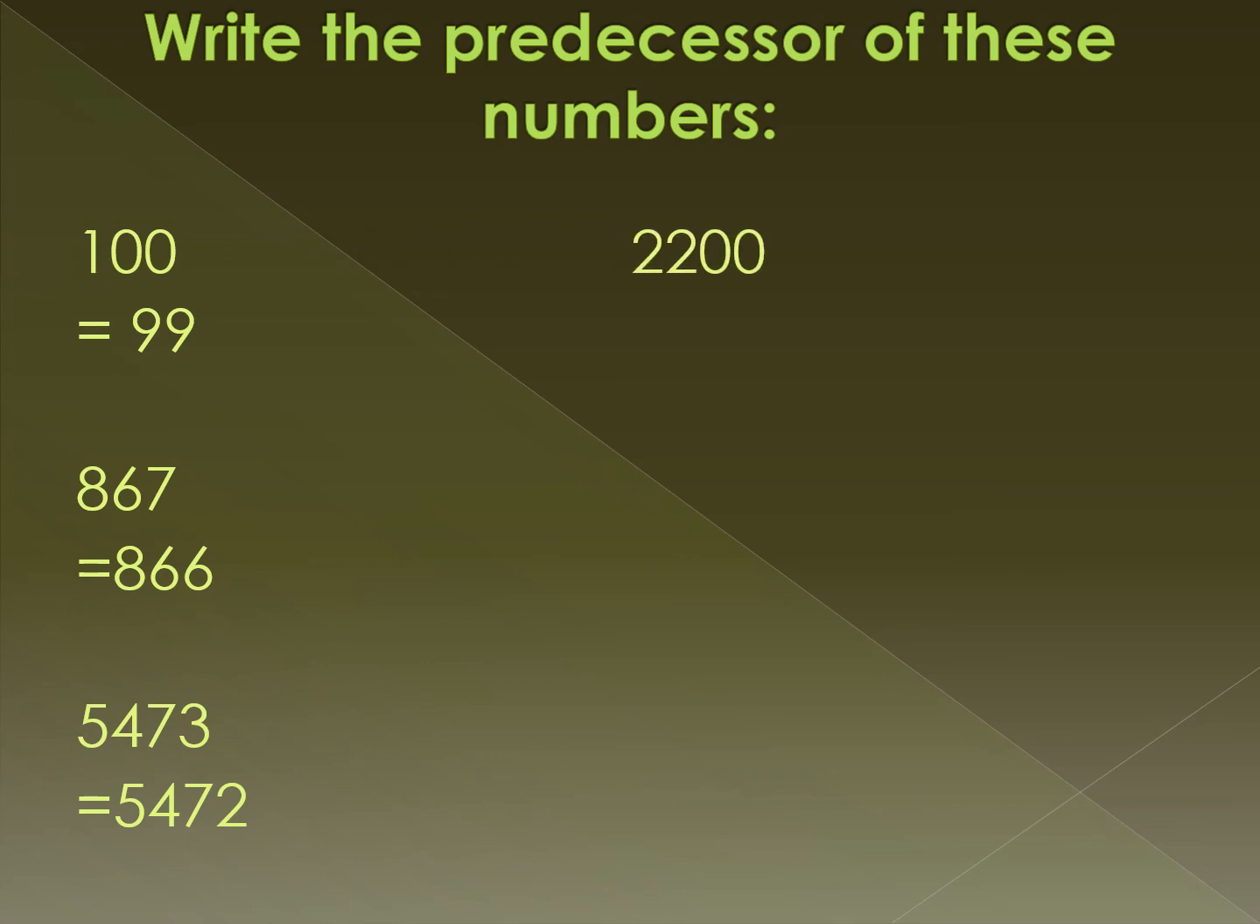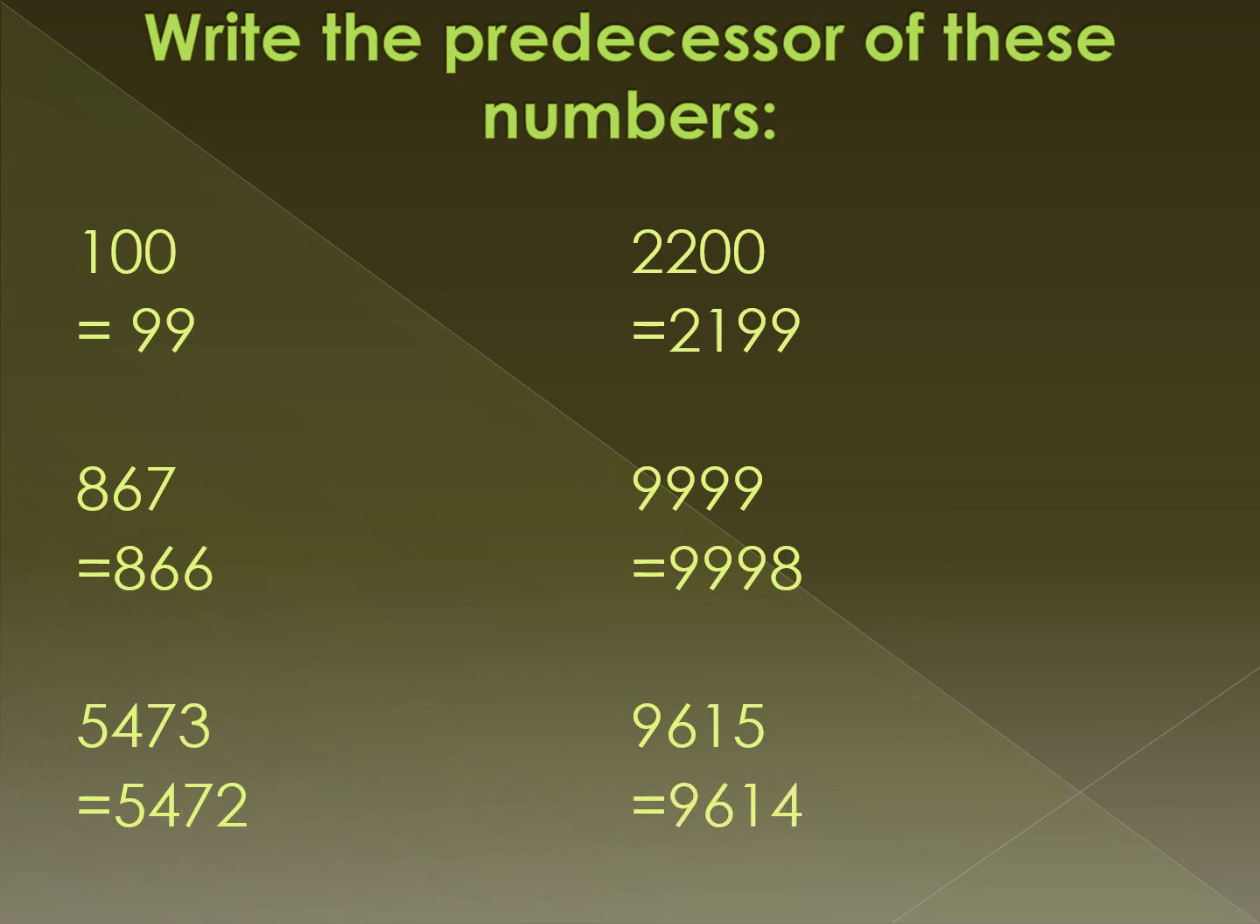The predecessor of 2200 is 2199. The predecessor of 9,999 is 9,998. And the last one, the predecessor of 9,615 is 9,614.